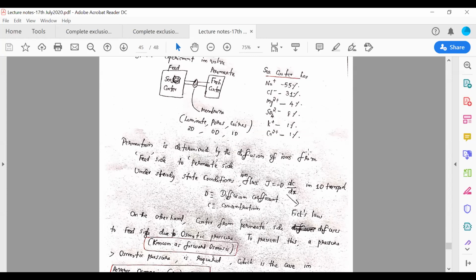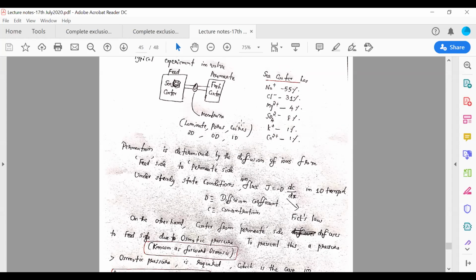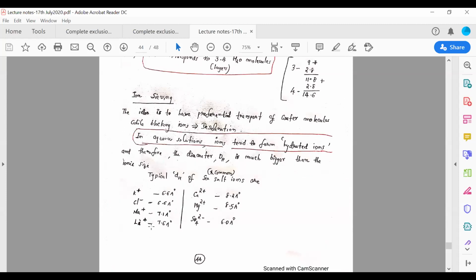So this is the content of sea water. We have majority sodium chloride, then magnesium sulfates, potassium, calcium. These are small. Majority is sodium chloride, and they are monovalent. From the size, sodium chloride is something like 6.6 to 7.1 angstroms. This is not very accurate, but around this size.